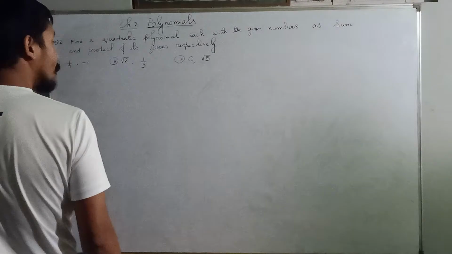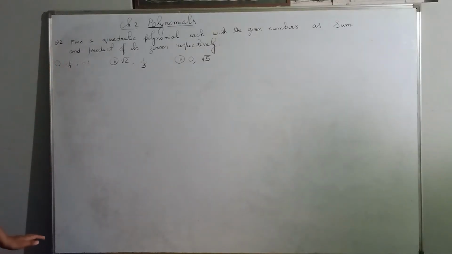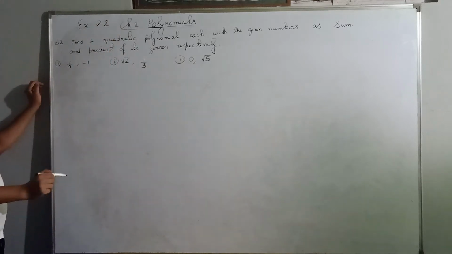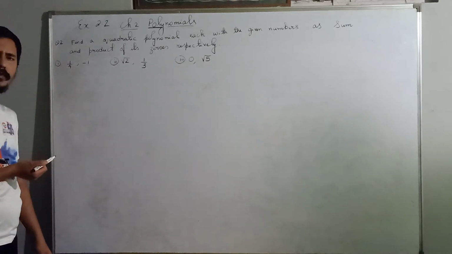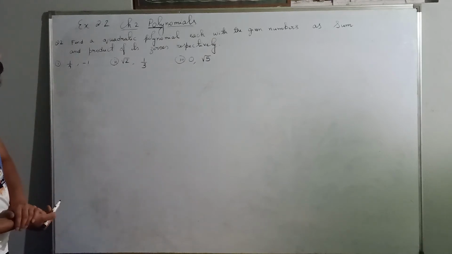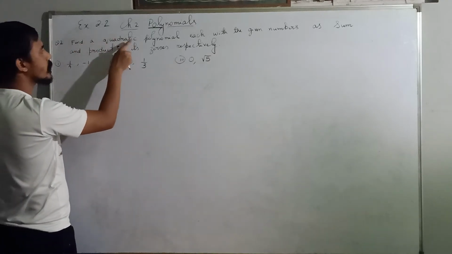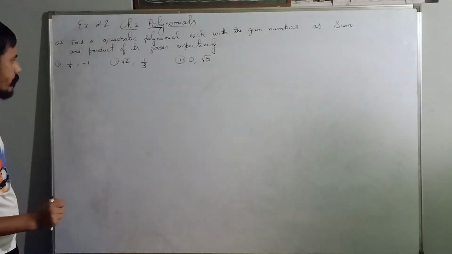Hello everyone, welcome back. In this video I'm going to discuss question number 2 on exercise 2.2. In the previous videos we have seen how to find out the zeros and how to verify the relationship between zeros and coefficients. Now what we have here, in question number 2, is that we need to find a quadratic polynomial.